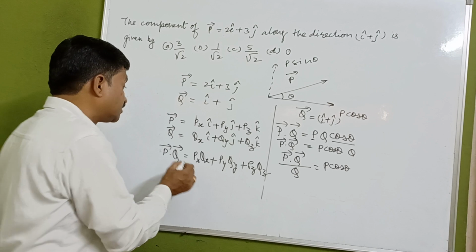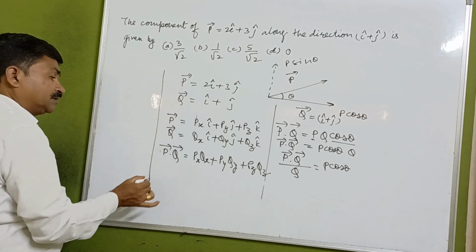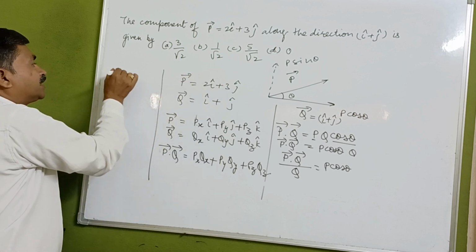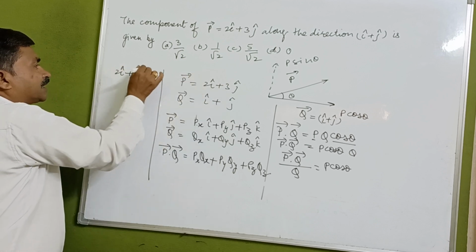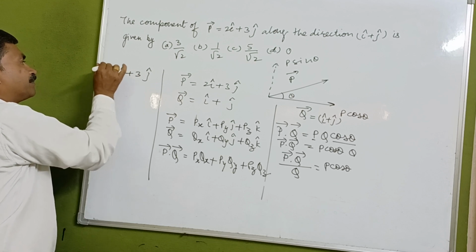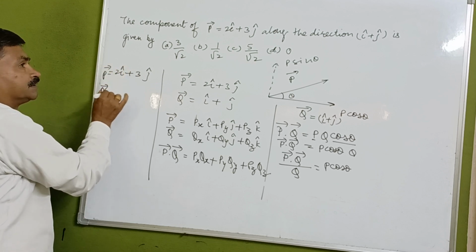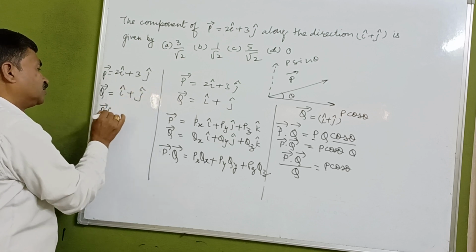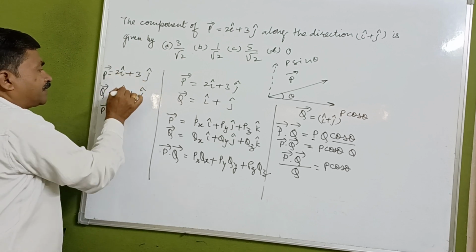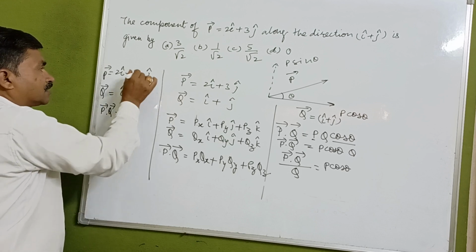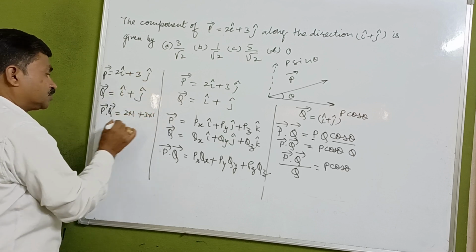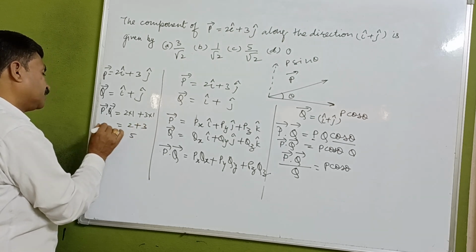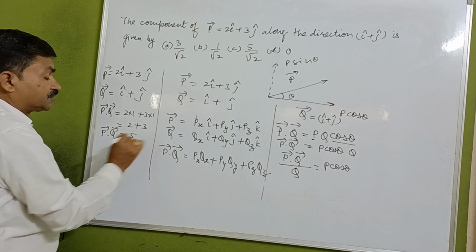Here we have the dot product of 2i + 3j with i + j. P dot Q means the component of i, that is 2 into 1, plus the component of j, 3 into 1. So finally we have 2 plus 3, which is equal to 5. P dot Q is 5.